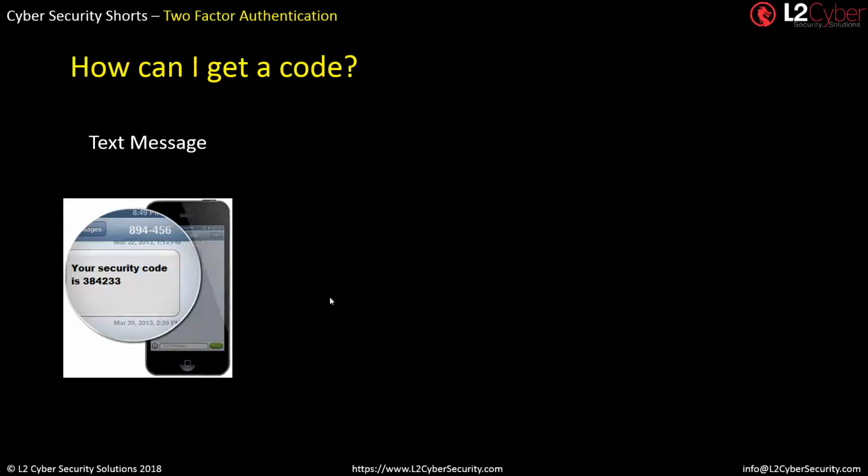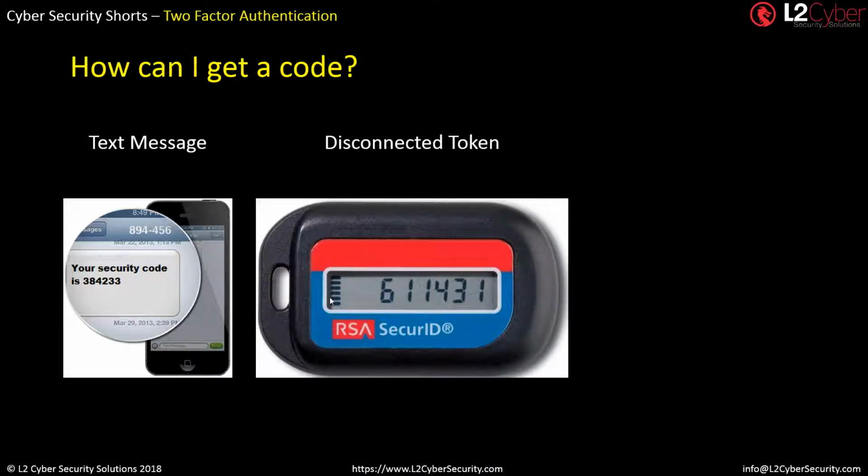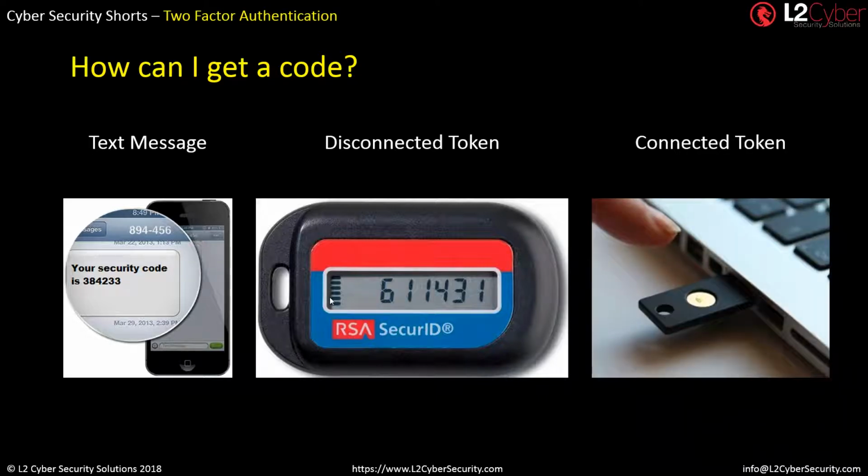You can also get paid solutions, which would be things like these disconnected tokens, which is just a little fob which generates a 6-digit code which randomly changes every 30 to 60 seconds. And also you can get what's called connected tokens, which are little USB devices which plug into your laptop or desktop, and these are a second factor, so that when they're plugged in, that's your second factor there, and you're approved.